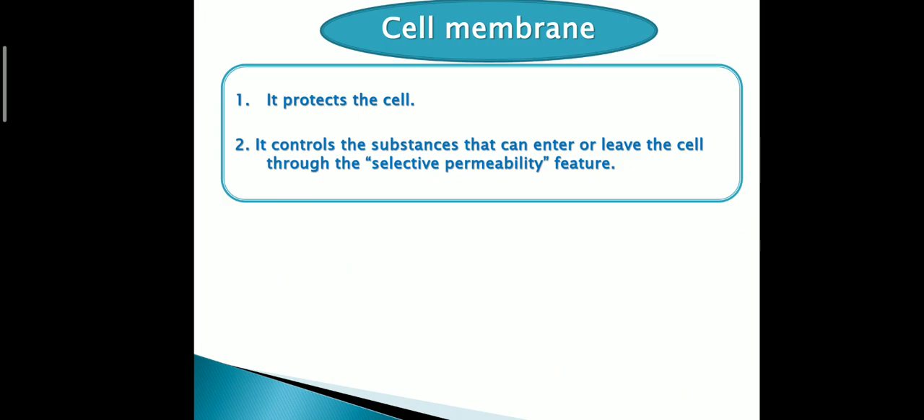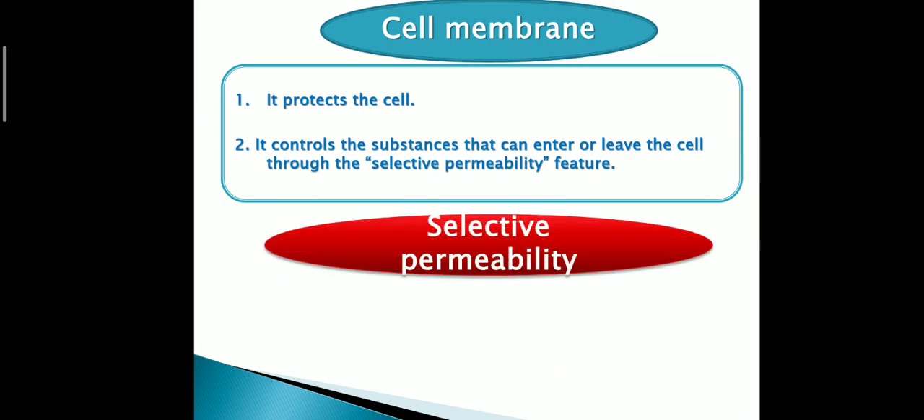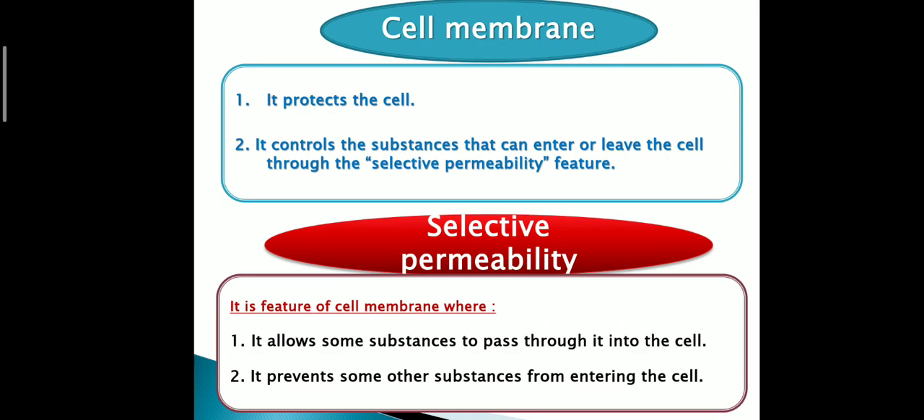Can it choose the substance that the cell needs? By what, or through what? Through selective permeability. What is meant by selective permeability? It means the cell membrane feature that can choose the substances that can enter or leave the cell, or choose the substance that the cell needs. Selective permeability allows some substances to pass through into the cell, and it prevents other substances from entering the cell.